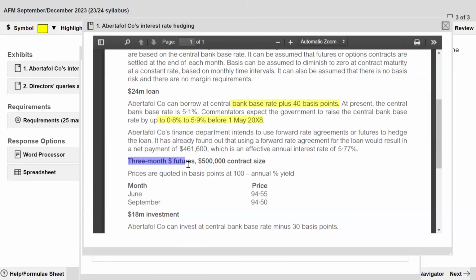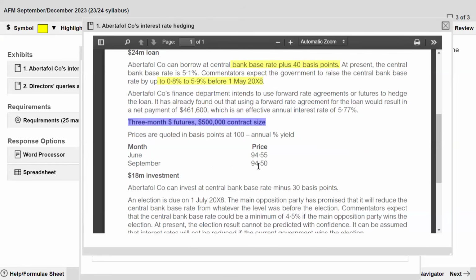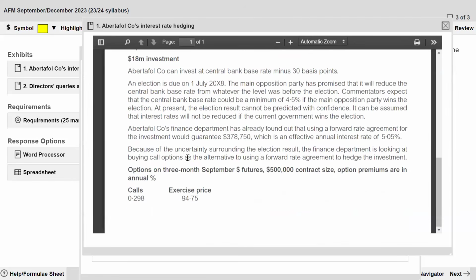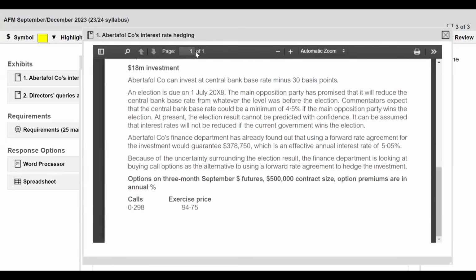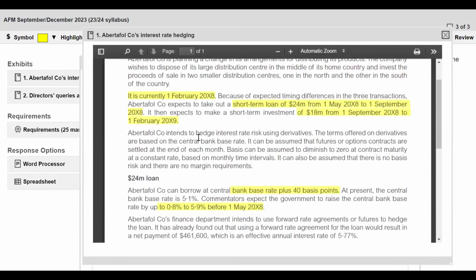It says 3-month dollar futures, 500,000 contract size. Prices are quoted in basis points at 100 minus annual percentage yield. The month is given, June, September, and then $18 million investment details are given. So I'm actually not going into the investment right now. I'll take things one by one. And the first thing is that I would go about discussing the $24 million loan that we actually have to take.